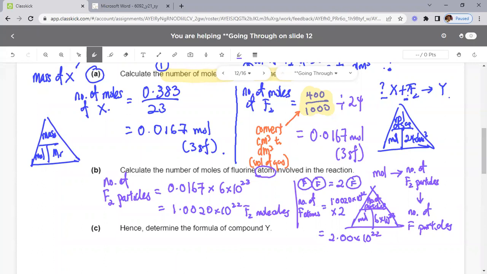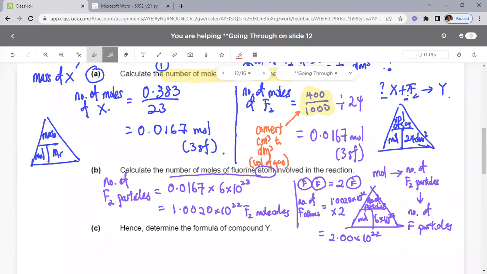Okay, so this is a number of particles. Actually, no, sorry, I realized I read wrongly. This is the number of moles of fluorine atom. I realized I shouldn't be counting particles. I'm sorry. Okay, this one, my mistake.